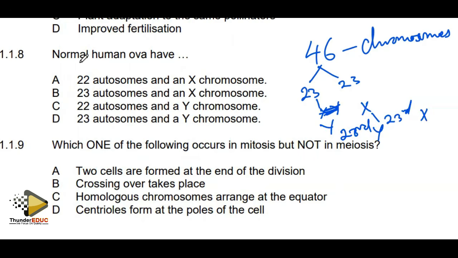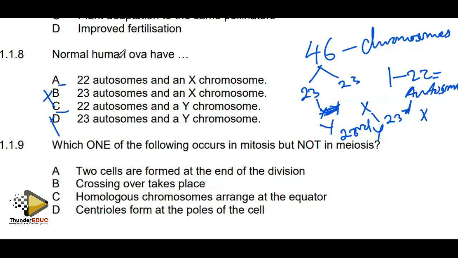So now they're saying that normal human ova have 22 autosomes. From chromosome number 1 until chromosome number 22, we call them autosomes in both male and female. So whenever I have 22, that answer could be correct. I have a 22 here, I have a 22 here. So it means that now these two answers are wrong. So we have wiped them out. So I have this and this.